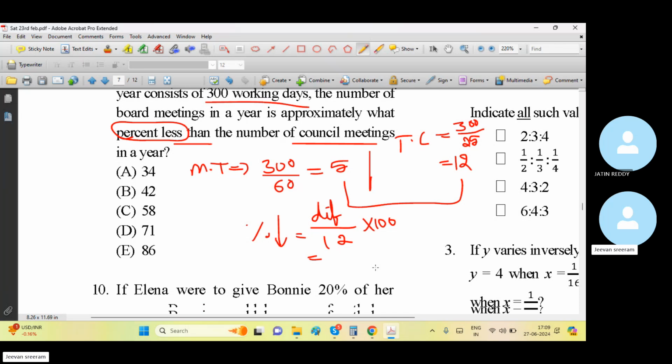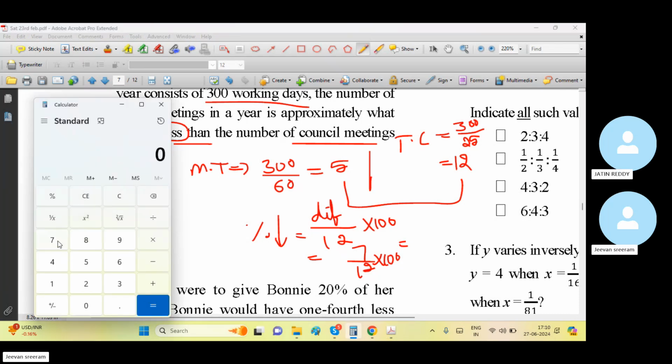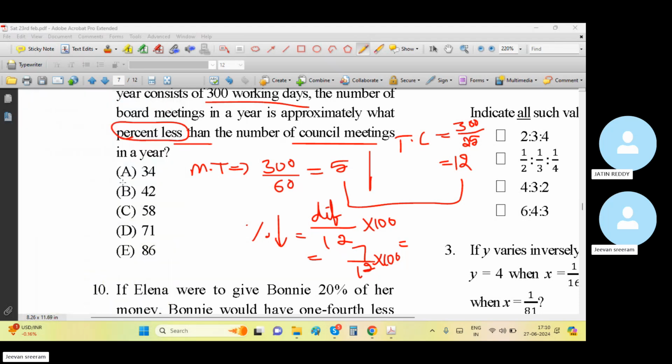Okay, difference is how much is it? 7. 7 divided by 12 into 100. How much is it? 7 by 12 is 58.3 something, approximately 58. This is 58. Right. Yes, sir.